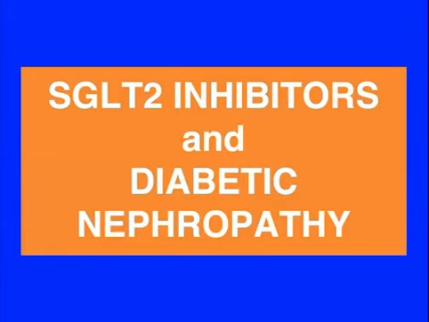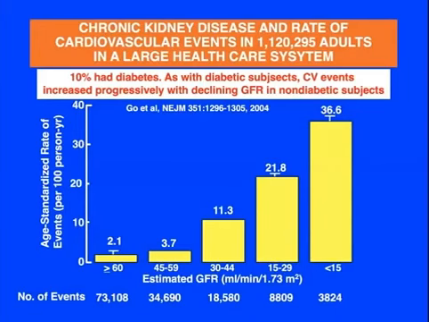Now, I told you I'd turn to the kidney, and now it is time to look at what these drugs do. But before I turn to how these SGLT2 inhibitors work on the kidney to protect your kidneys, I just want to show you one study that demonstrates quite dramatically that a reduction in GFR is a major, major risk for cardiovascular events.